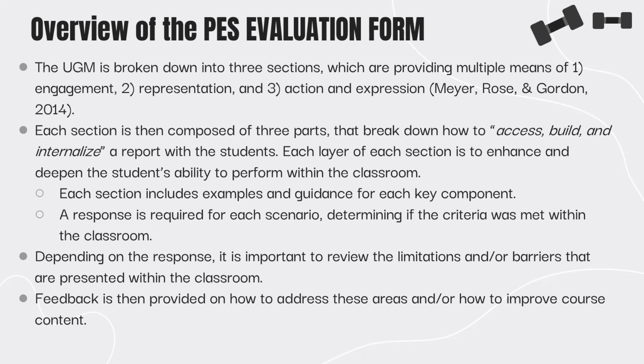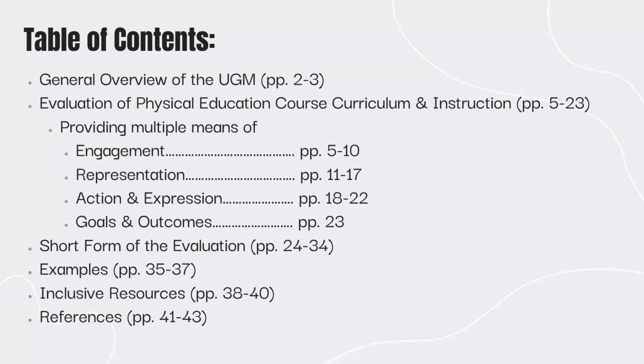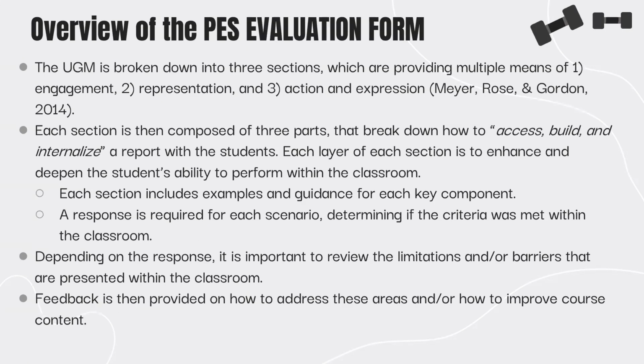Each section is then composed of 3 parts that break down how to access, build, and internalize a rapport with the students. If you reflect back to the slides before, you can recall seeing that within the evaluation, each of these sections are going to then be broken down into access, build, and internalize. Each layer of this section is to enhance and deepen the student's ability to perform within the classroom. For each topic within the access, build, and internalize, there will be examples and guidance for each key component that you will be able to implement within your classroom.